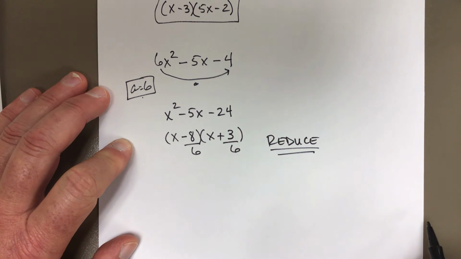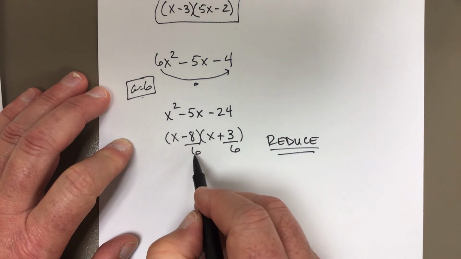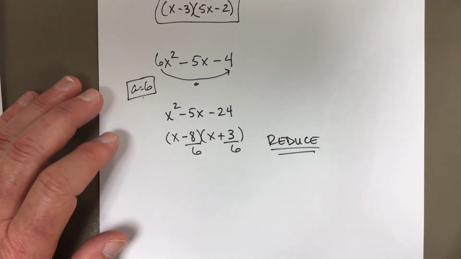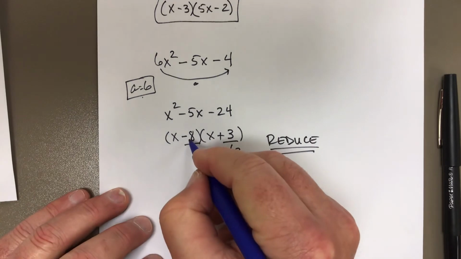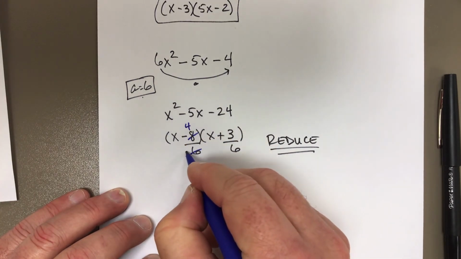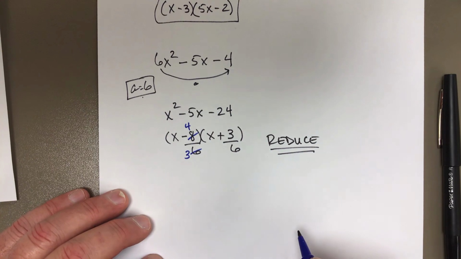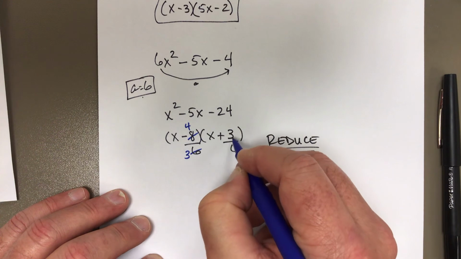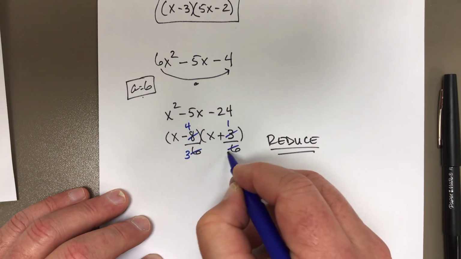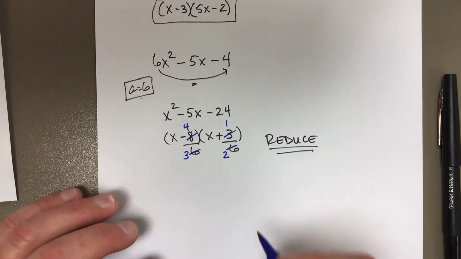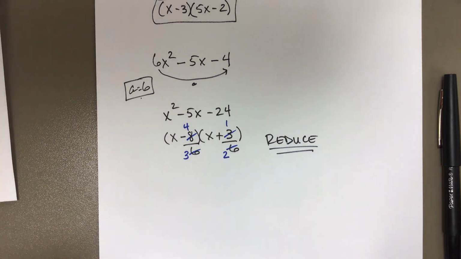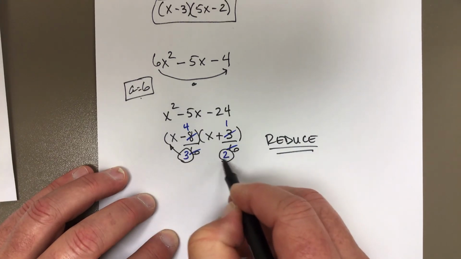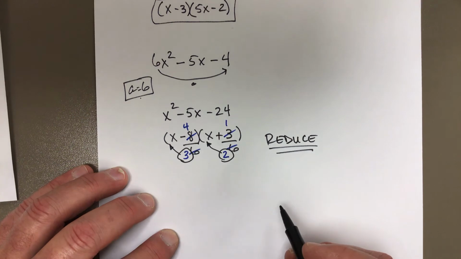This is the key. So reduce these. So 8 over 6, how do we reduce that? Well, each of them can be reduced by 2. So we're going to reduce the 8 to a 4 and the 6 to a 3. All right, we reduce those. 3 over 6 is 1/2. This is going to be a 1, this is going to be a 2. So now we have reduced them. We can't reduce this any further, so we're going to take this 3 and kick it up, and we're going to take this 2 and kick it up or slide it up.